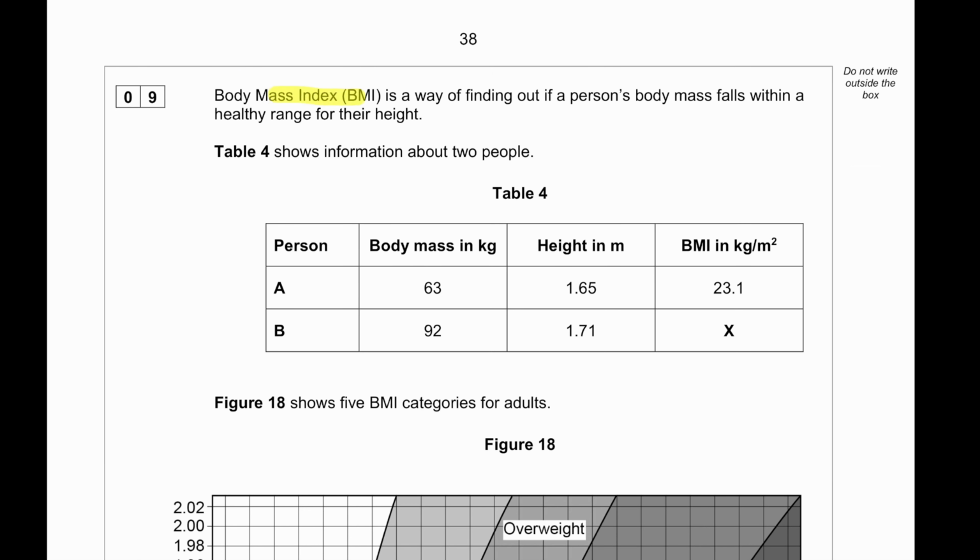Body mass index or BMI is a way of finding out if a person's body mass falls within a healthy range for their height. Table 4 shows information about 2 people. You have person A, which has a body mass in kilogram of 63, height in meter of 1.65, BMI in kilogram per meter squared of 23.1. For person B, body mass of 69.2 and height in meter of 1.71 and BMI in kilogram per meter squared of X.